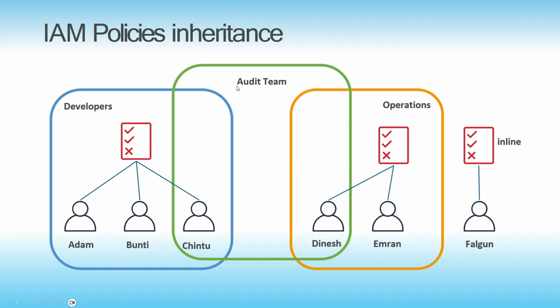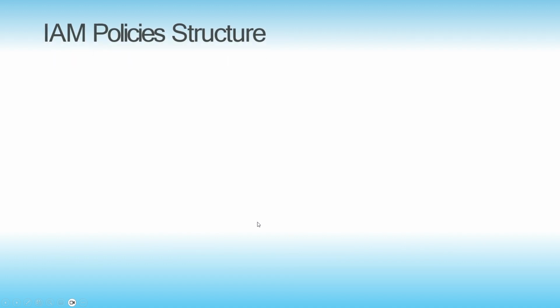And last, the audit team. Suppose a user also has a role like audit, and he wants permissions of both audit and developer. In audit, Dinesh and Chintu are both part of our audit team as well. So in the audit group there is a policy that can be added automatically. If we group Chintu and Dinesh, it is automatically added to Chintu and Dinesh as well. Okay, so let us talk about the IAM policy structure.